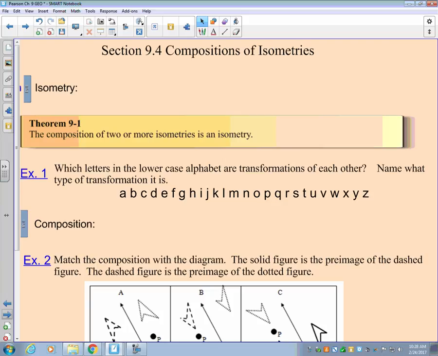Now if you guys need graph paper, have some over by the flowers. Look it up.